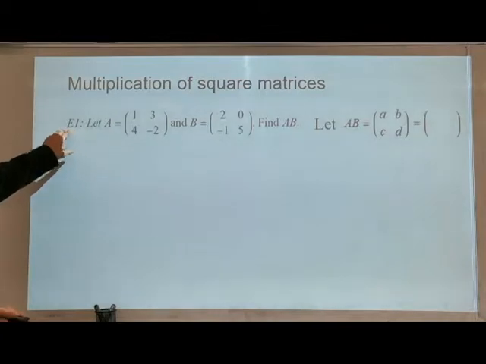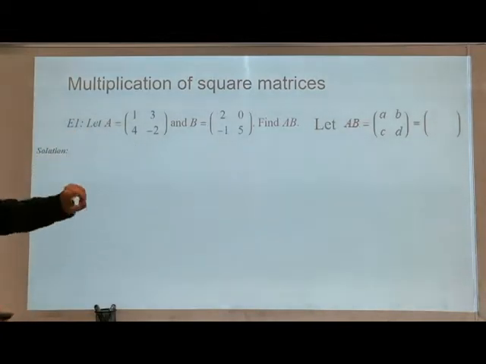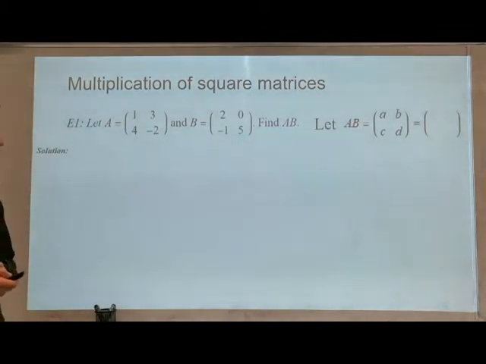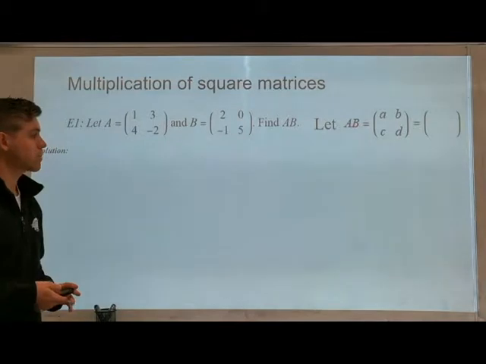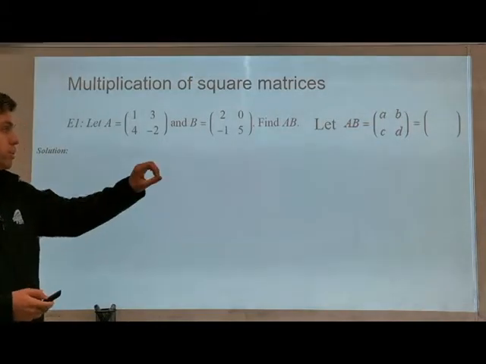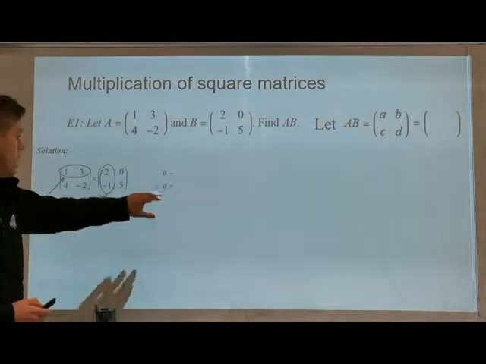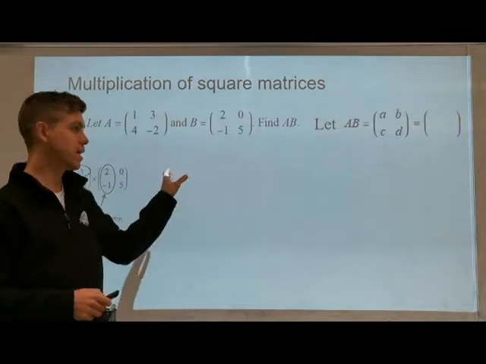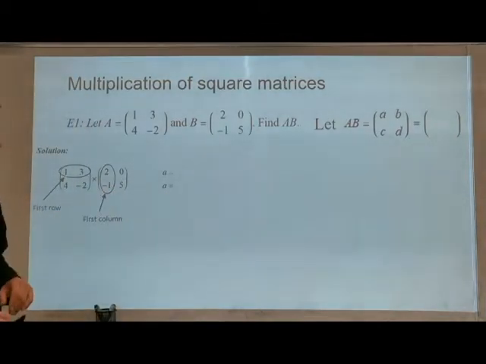Jot down this example. Example 1, let A equal this matrix here, and B equal this matrix here, and you're being asked to find matrix AB. Okay, and we're going to have our answer in the form of a 2 by 2 matrix, A, B, C, and D. So I'm going to step through the calculation for A first, and then B, and then C, and then D, and we're going to put it all together in the next slide.